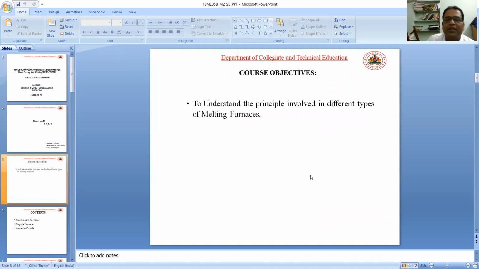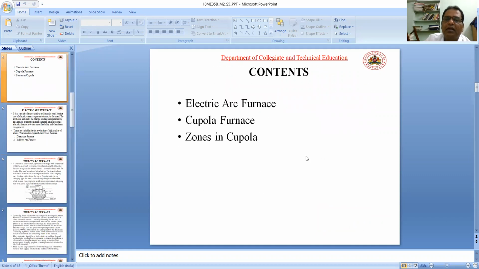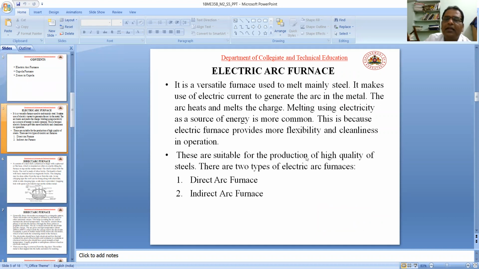Course objective: to understand the principles involved in different types of melting furnaces. This session contains the electric arc furnace, the Apollo furnace, and zones in the Apollo. Electric arc furnace.